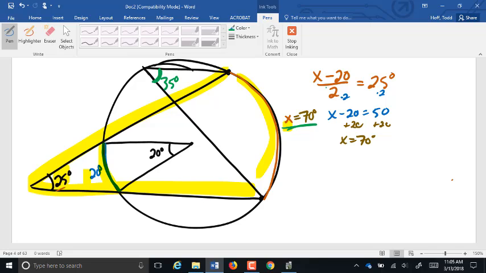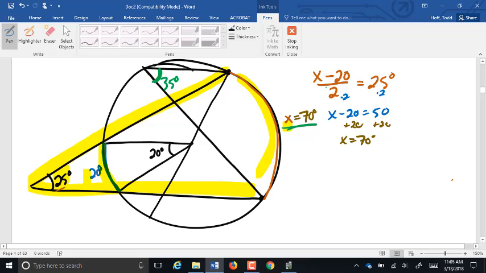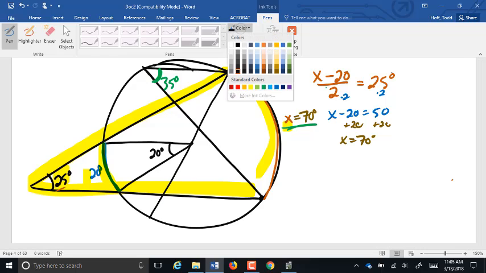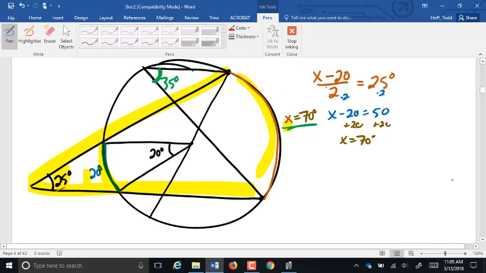What would, I got to figure out how to make this tasteful. If I draw this across here, and if I tell you that this arc right here is 15 degrees, can we find this angle? How?